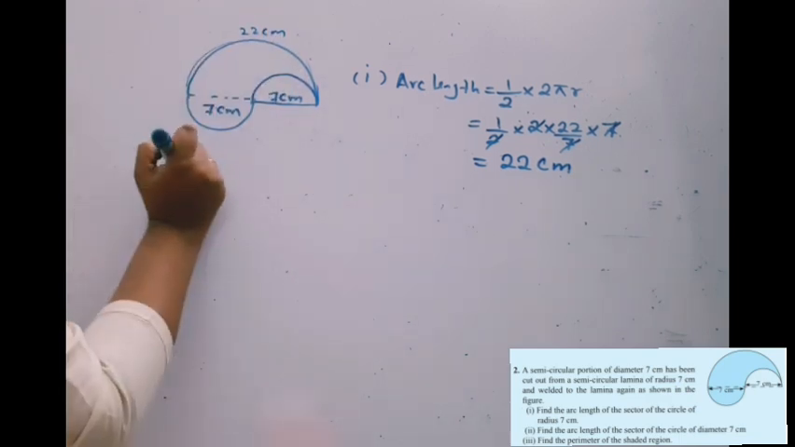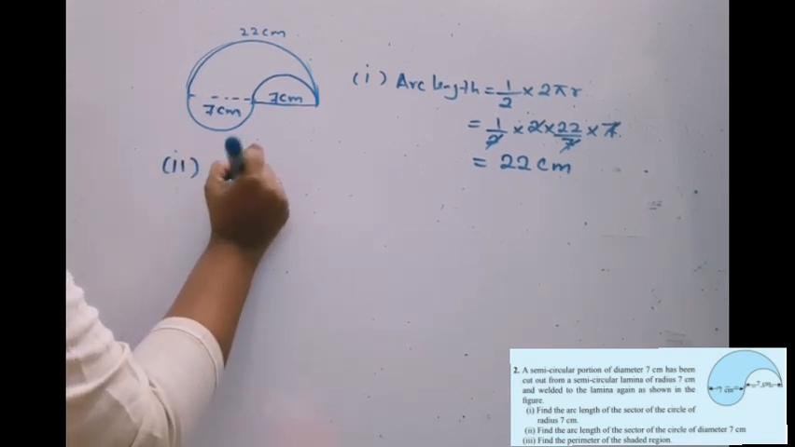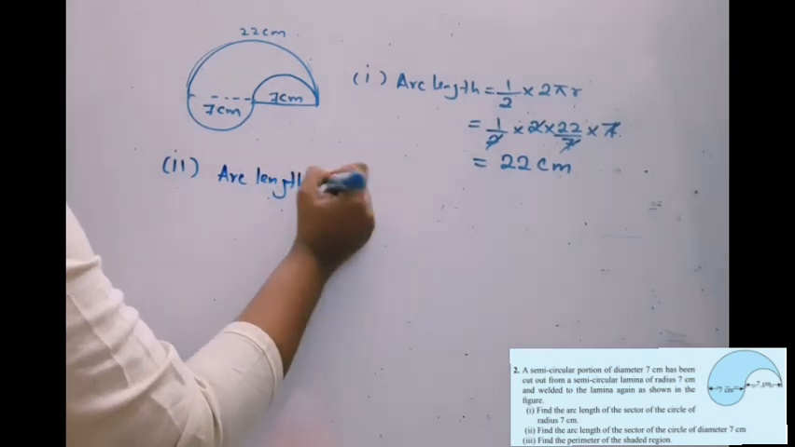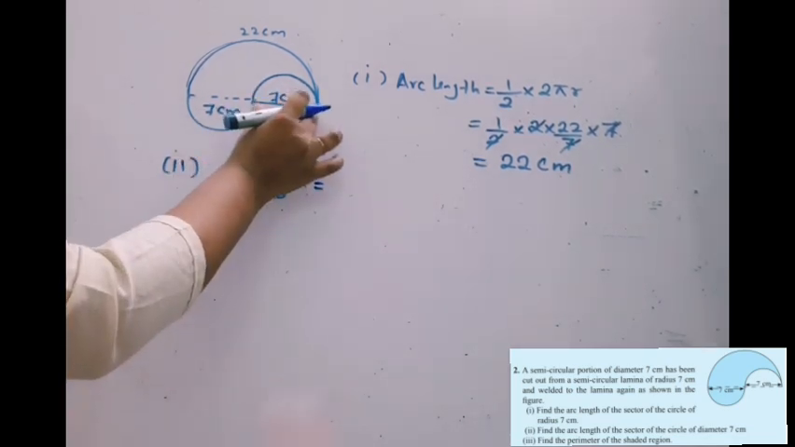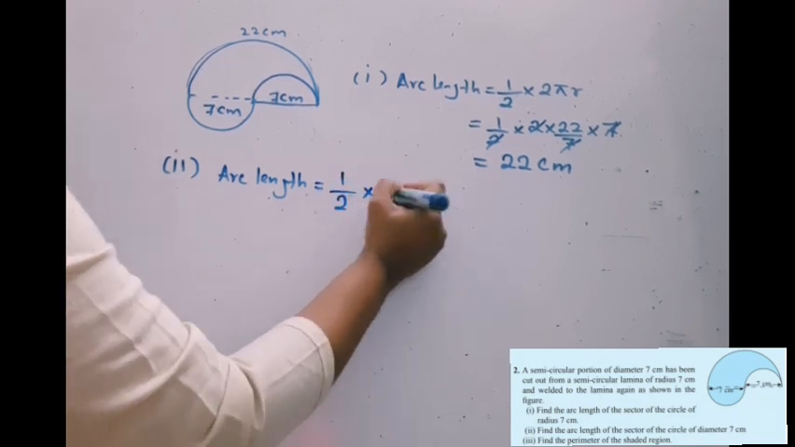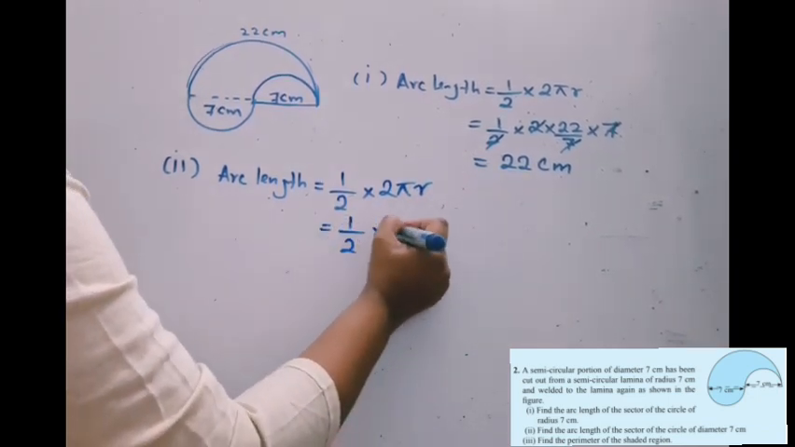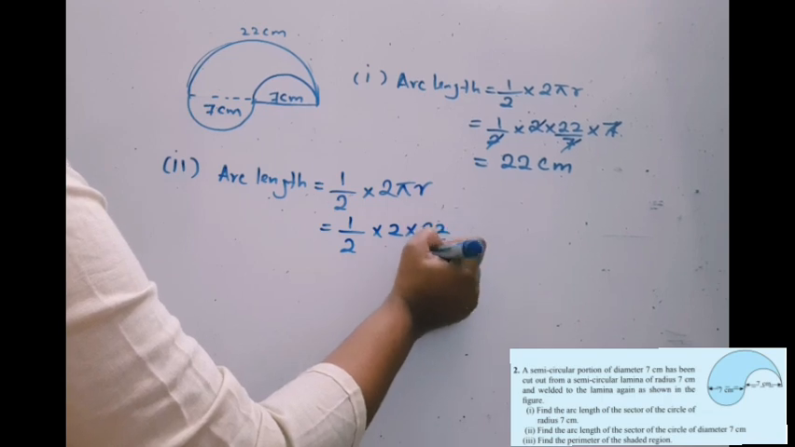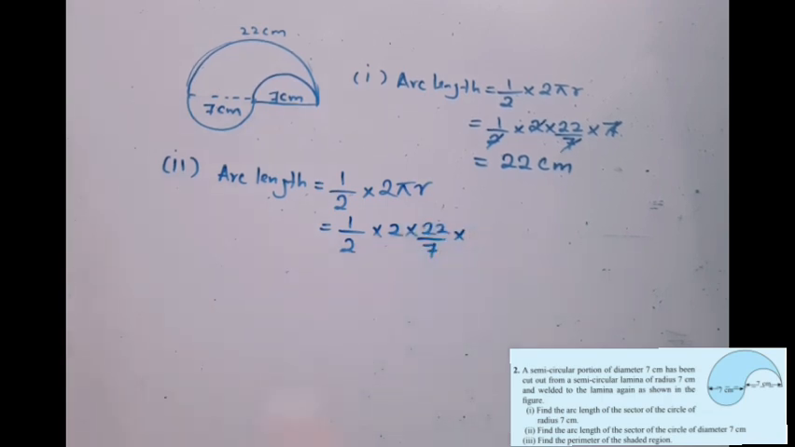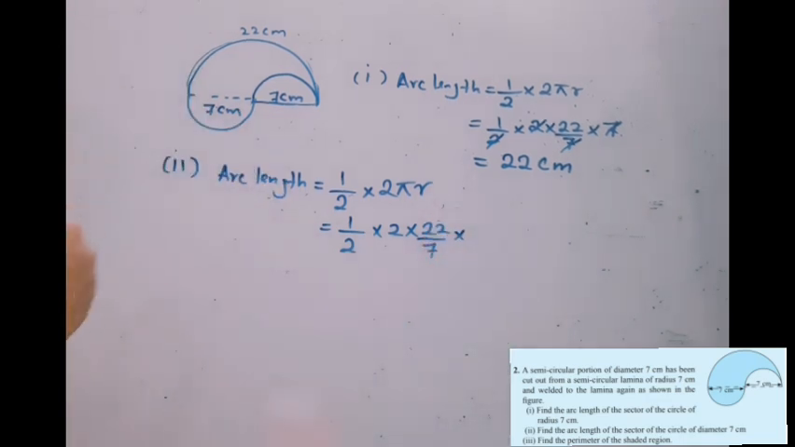Okay, now let's look at the second question. Find the arc length of the sector of the circle of diameter 7 centimeters. So again, we are going to find the arc length of the smaller semicircle, whereas the diameter is 7. So remember, here the formula is going to be the same, half into 2 pi r, half into 2 into 22/7. Now what's the radius? Since the diameter is 7, the radius is going to be half of that.